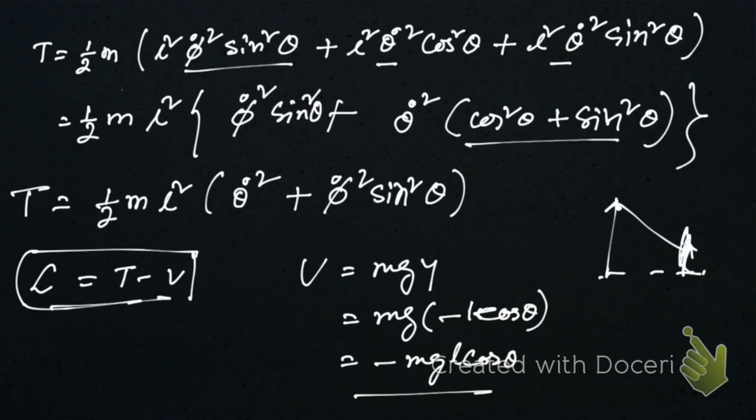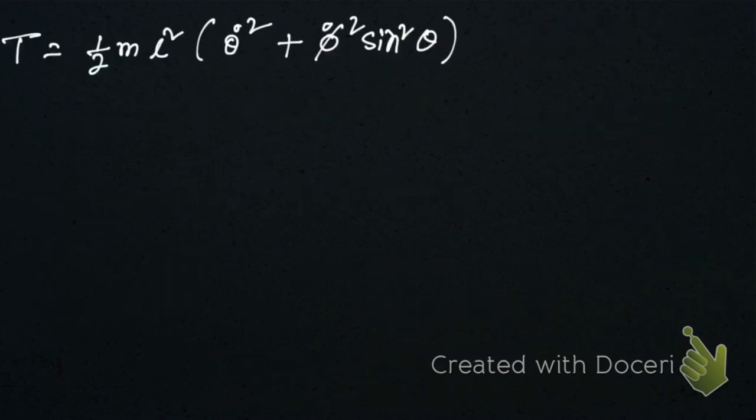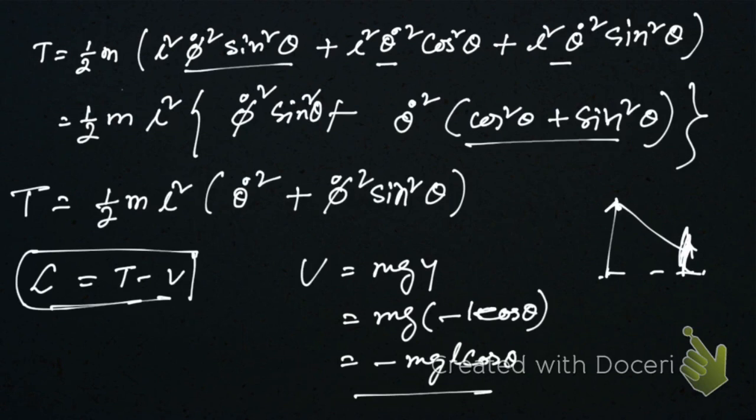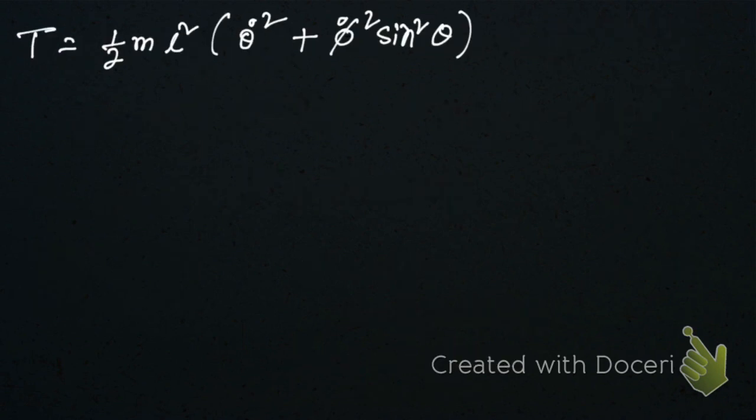Let me go to the next slide. Let me copy the results of T and V. This is T, so here is T, and what is the V? This is the V, so this is V, right?